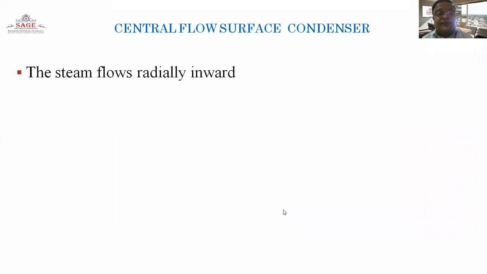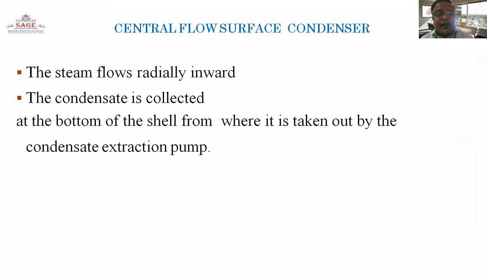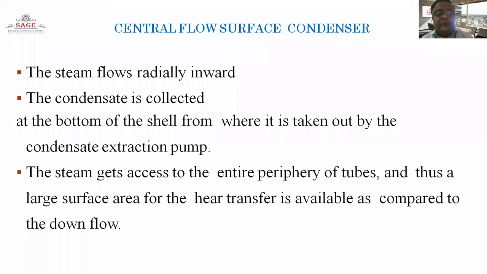Central flow surface condenser: the steam flows radially inward. The condensate is collected at the bottom of the shell, from where it is taken out by the condensate extraction pump. The steam gets access to the entire periphery of the tubes and thus a larger surface area for the heat transfer is available as compared to the downflow.